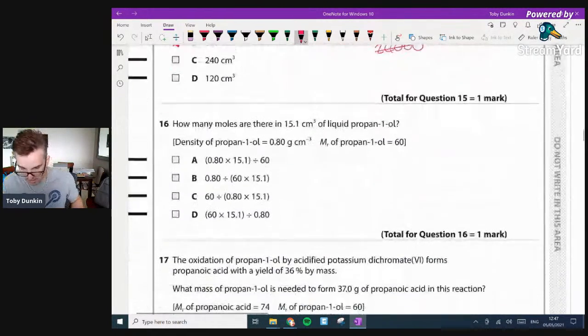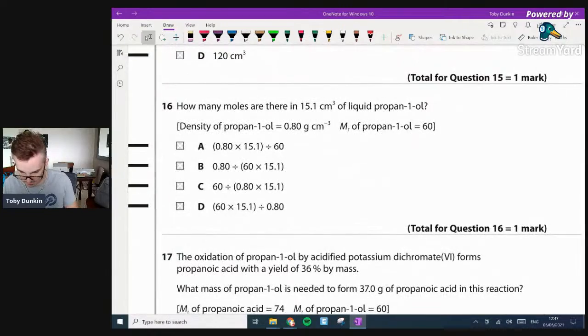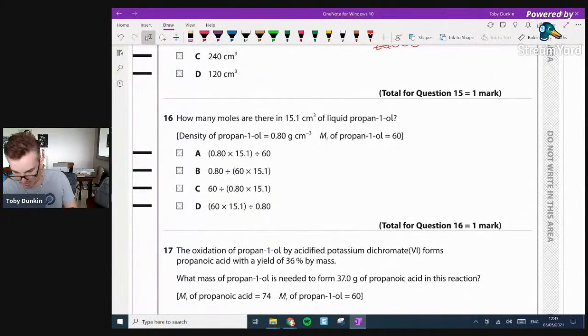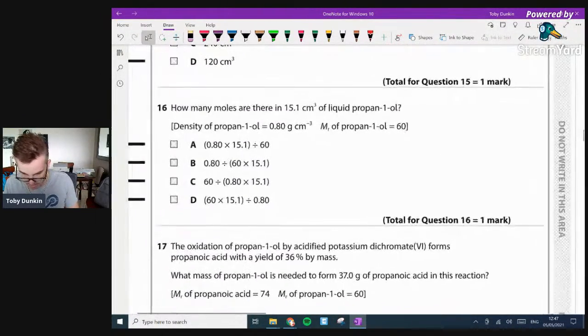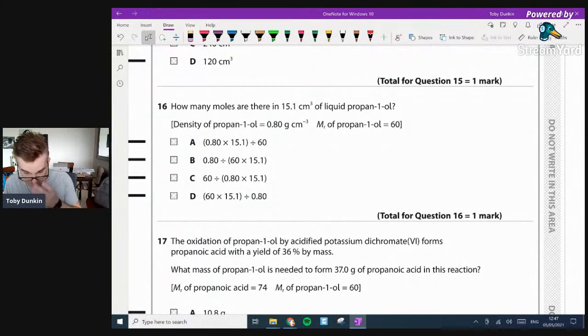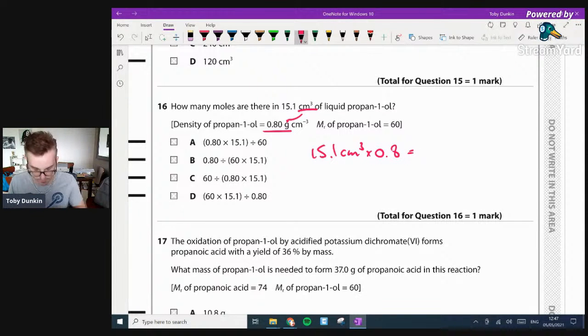Moving on. How many moles are there in 15.1 centimeters cubed of liquid propanol? Oh, nice. Just using density. How many moles? So first of all, we're going to need to get the centimeters to grams. So that's the density. I've got 15.1 centimeters cubed, and each one of those weighs 0.8. So I need to multiply it by 0.8, which will convert it to grams. 15.1 times by 0.8 gives me 12.08 grams.